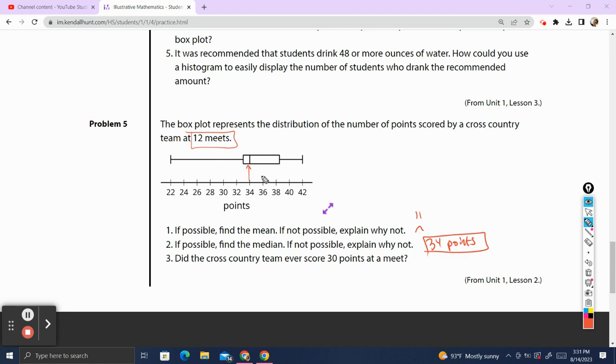The last question is, did a cross-country team ever score exactly 30 points at a meet? Well, we know they sometimes scored 22. We know that they had to score. We don't even know if they actually scored 34 because the median could be 2 numbers added and divided by 2. So the only values that we know that they definitely scored was 22 and 42. Everything else, we're not sure the exact number that they scored. So we do not know. We know that they scored close to that with the 34 points, but we don't know exactly what they scored.